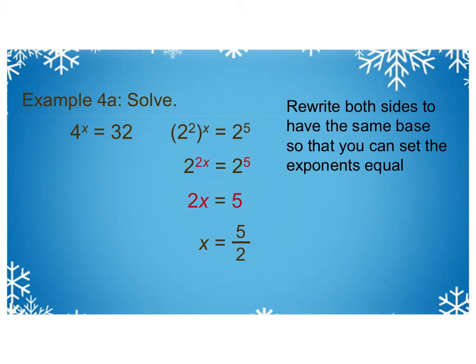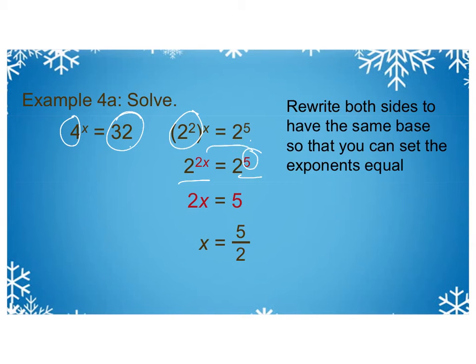All right, so now the point of this is if we can manipulate these numbers to have the same base, boom, we can set the exponents equal and we can solve the equation. So here, 32, well, it's not 4 to the anything, but 32 is 2 to the something, and 4 is 2 to the something. So I change that. 4 is 2 to the 2. So now I have 2 to the 2 to the x. And 32 is 2 to the 5. So now I have 2 to the 2x, and it's equal to 2 to the 5.